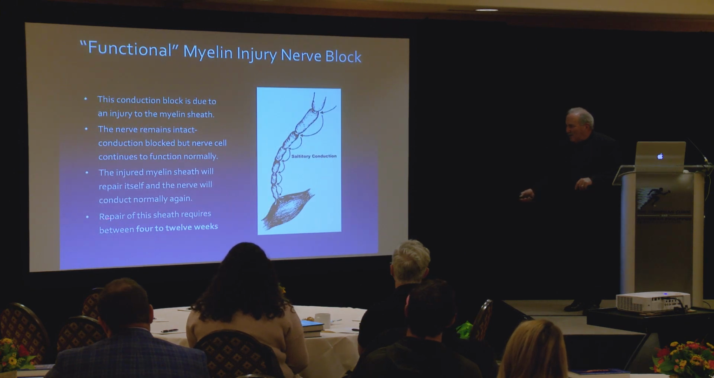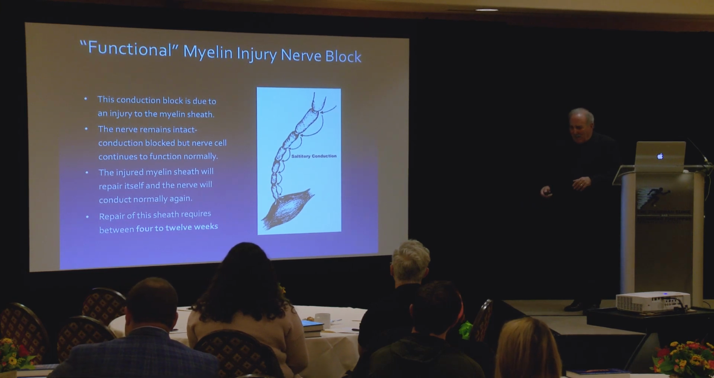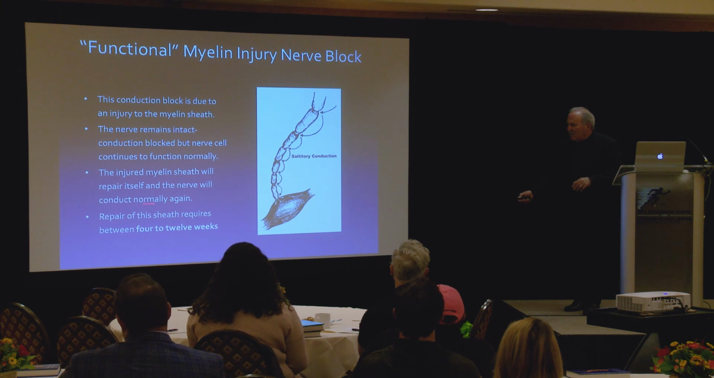So repair of this sheath requires between 4 to 12 weeks. So it's important to know what you're dealing with. You're not going to know until it recovers or doesn't recover. But this is what you're dealing with. If you have only a myelin sheath injury, this requires between 4 to 12 weeks to recover.